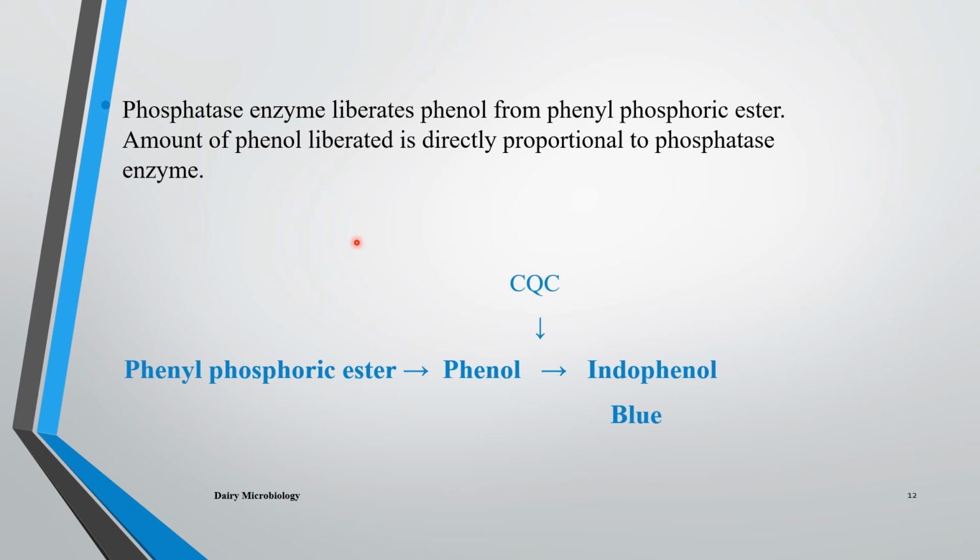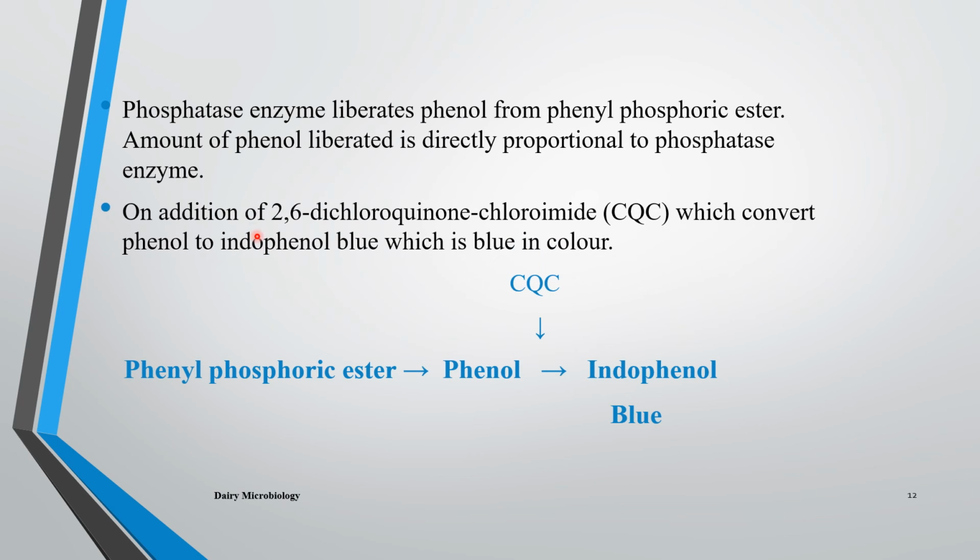Detection of the phosphatase enzyme in the test milk can be done with the help of a reagent called 2,6-dichloroquinone chloramide. So this is a second test or the alternative test which can be used for the detection of the presence of the phosphatase enzyme in the milk.